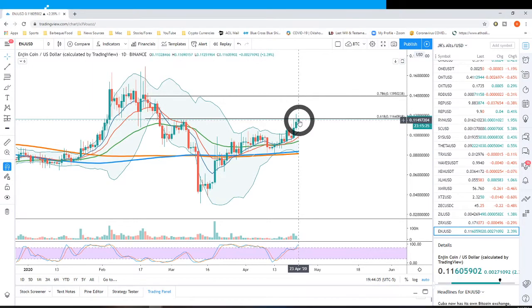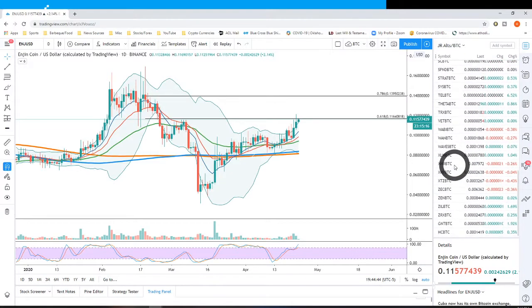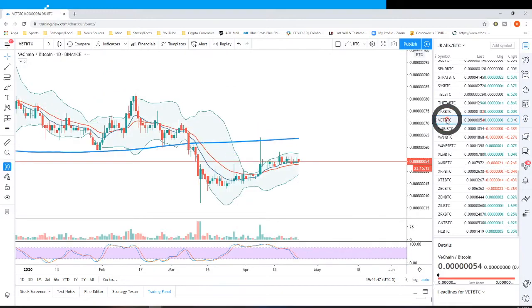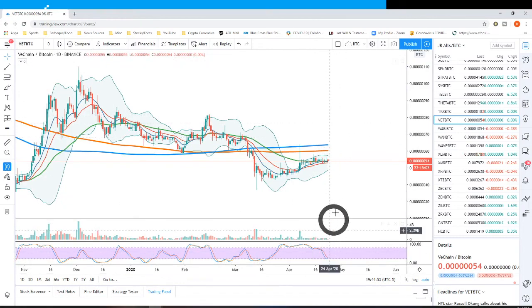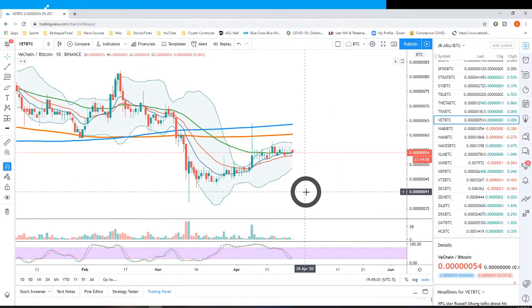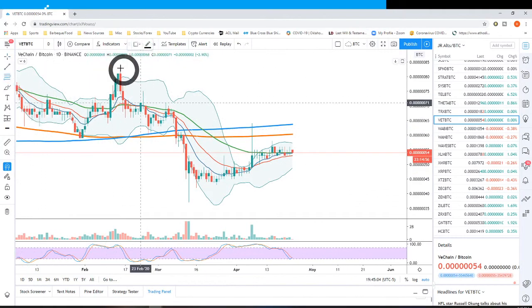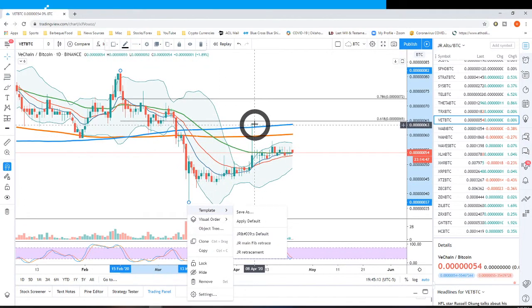All right. Let's see. Sebastian, VET BTC. All right. Let's go take a look. VET. Okay. Wow. This one might be getting ready. Let's do some fib retracements. Let's go from this top to that bottom right there, and basically it hit the 61.8 right there, right?